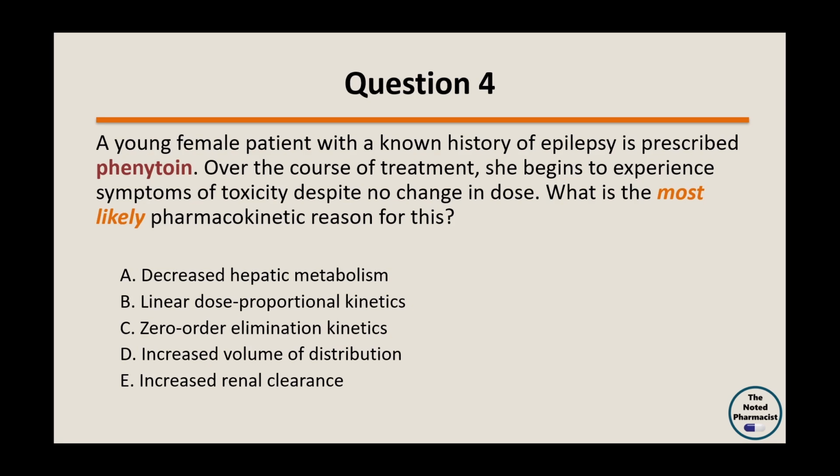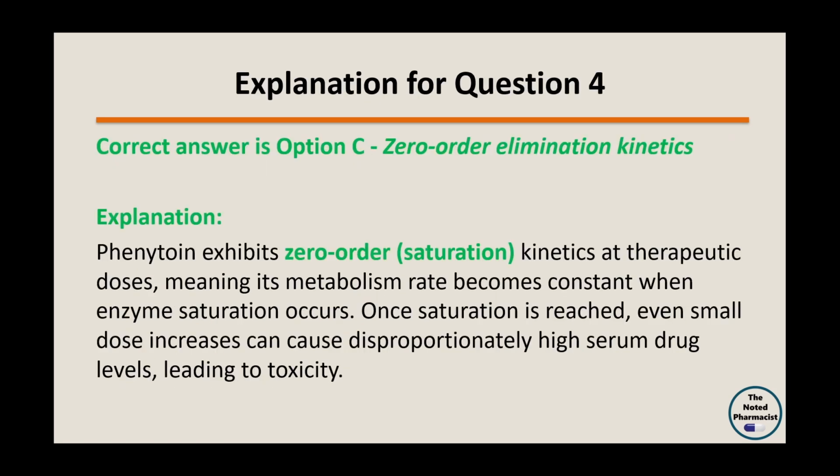The correct answer is option C, zero-order elimination kinetics. The explanation is as follows. Phenytoin exhibits zero-order, saturation, kinetics at therapeutic doses, meaning its metabolism rate becomes constant when enzyme saturation occurs. Once saturation is reached, even small dose increases can cause disproportionately high serum drug levels, leading to toxicity.